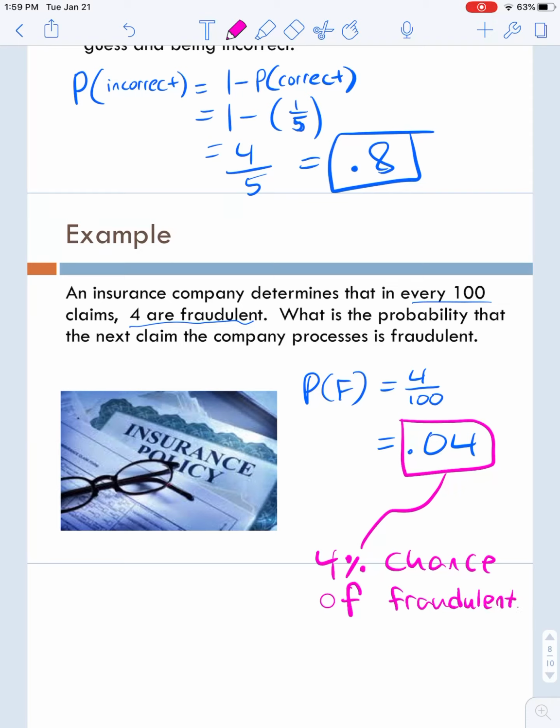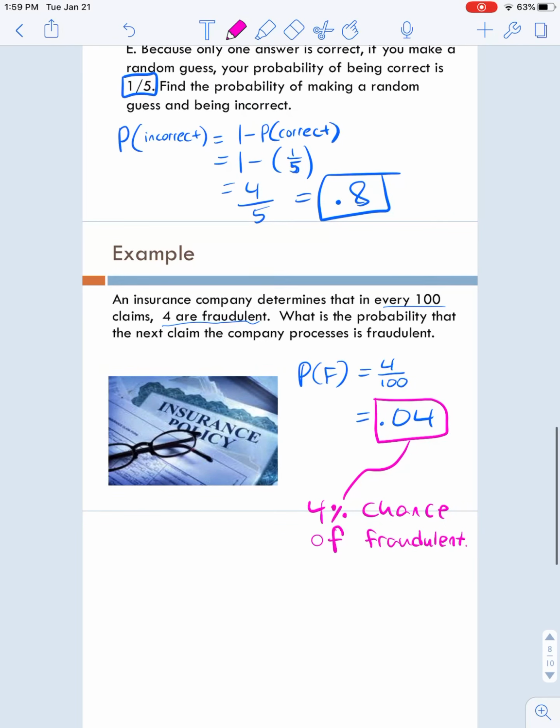If you were not aware, if you take your probability and multiply it by 100, you will get the percentage. So we always give our probabilities as decimals, but we want to understand them as a percentage. So this really means that 4% of claims are fraudulent. So the chances that the next one is fraudulent would be 4 out of 100, or 4%. And that's it. We just dealt with some basic probability, and now you'll get into practicing it some more.